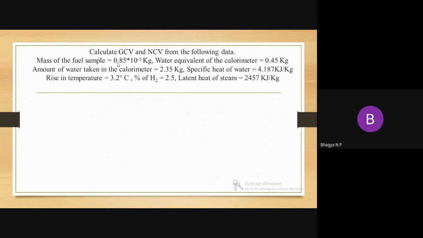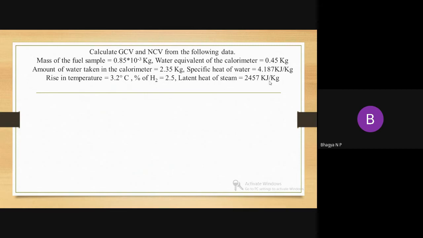Mass of the fuel is given, water equivalent of calorimeter is given, amount of water taken in the calorimeter is also given, specific heat of water is given, a rise in temperature is clearly given as 3.2 degrees Celsius, percentage of water is given as 2.5, latent heat of steam 2457 kilojoule per kg is also given.